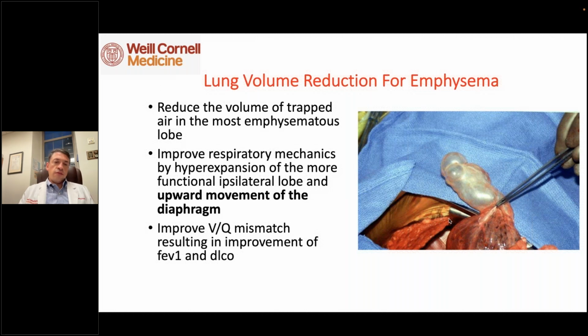Physiologically, we think that improvement in the VQ mismatch is the reason behind improvements in FEV1 and diffusion capacity, such that distribution of blood flow will move away from the area of the lung that's been closed towards other areas of the lung that are better perfused.